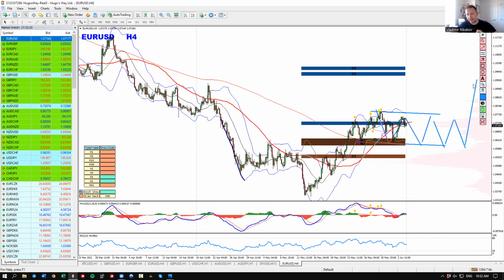So buy the dips is still my plan here, after ABCD correction or after a ranging correction. That's usually the two structures that the market loves to follow.